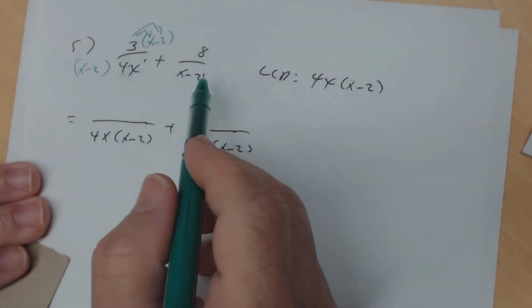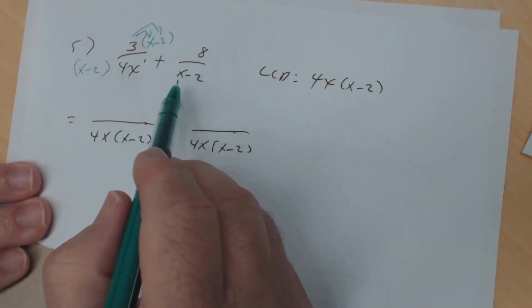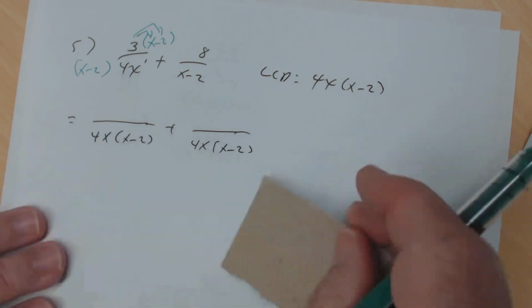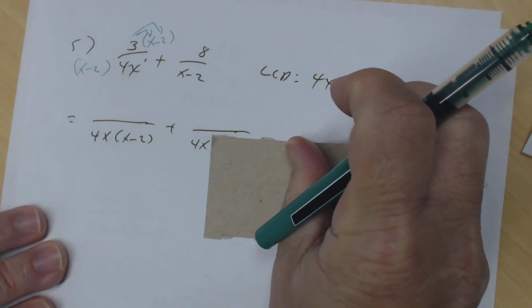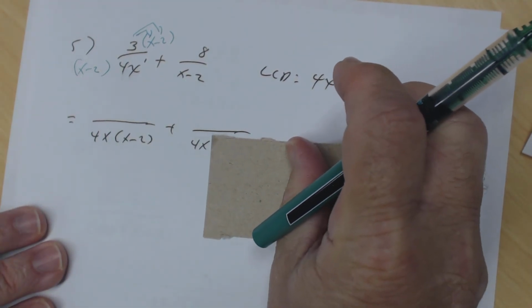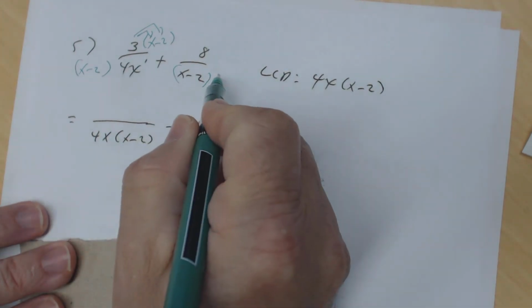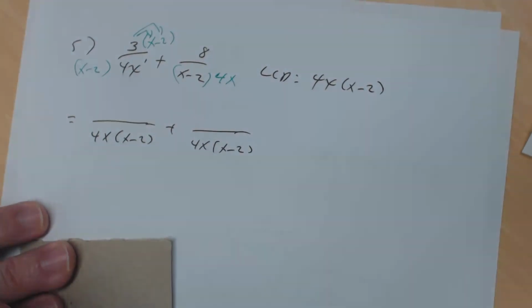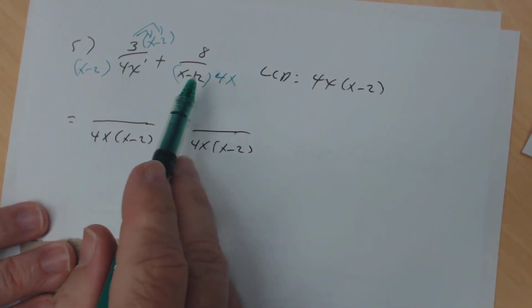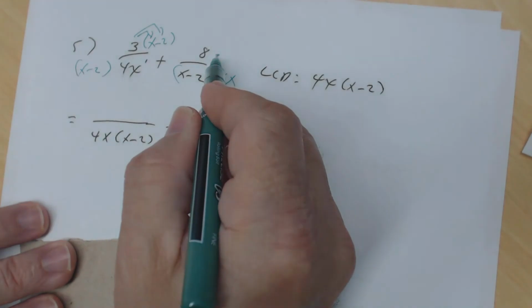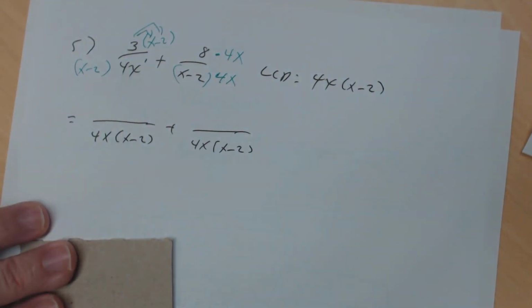Okay? Over here, let's think about what's missing. You see, I already have an x minus 2 right here. So what's missing is this 4x. So if you need to, cover it up. So I got to multiply. So to go from here to here, I got to multiply x minus 2 by 4x, right here, this 4x. But what I do to the denominator, I have to do to the numerator.